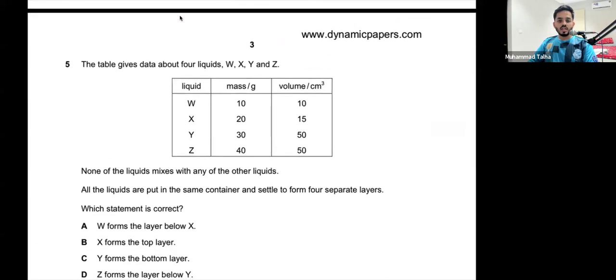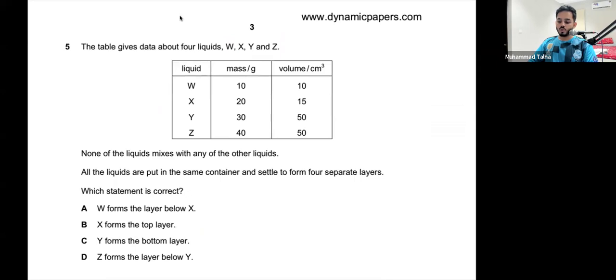Question number 5. The table gives data about 4 liquids W, X, Y, Z. For each liquid you have the mass given and the volume given. None of the liquids mixes with any of the other liquids. All of the liquids are put in the same container and settle to form 4 separate layers. Which statement is correct? If you look at the statements, you know that it has to do with the level each liquid finds. How each liquid will settle depends on their densities. Given the mass and volumes, I can very easily find out their densities.